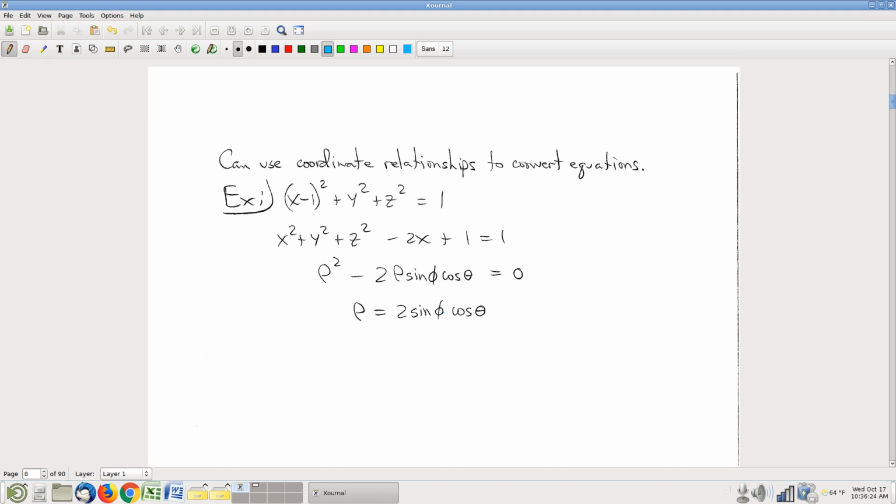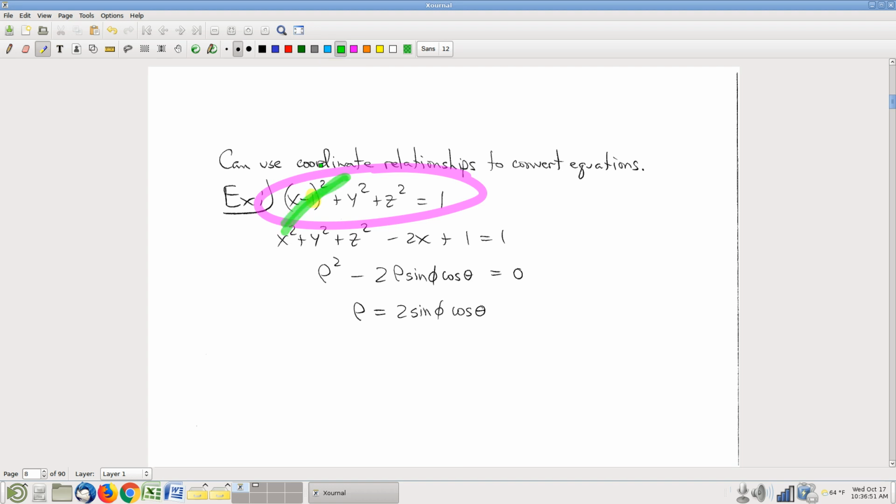Just like with polar coordinates, there are questions about how to convert between one coordinate system and another. Here is a sphere in rectangular coordinates. Now, this is a sphere centered at (1, 0, 0), as you can see in the algebra right there. So how would you write the spherical equation for this sphere? I want to write the equation for this surface in spherical coordinates.